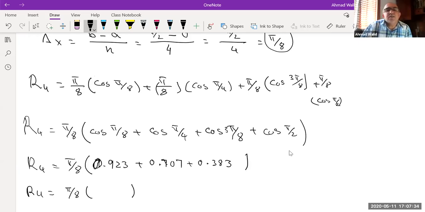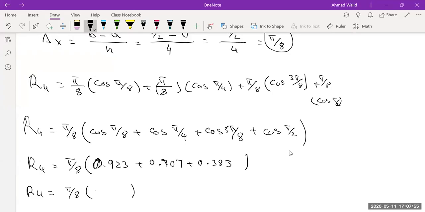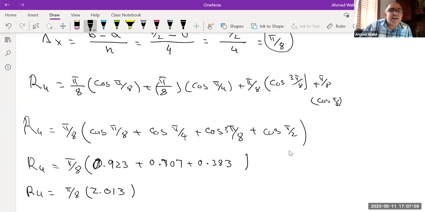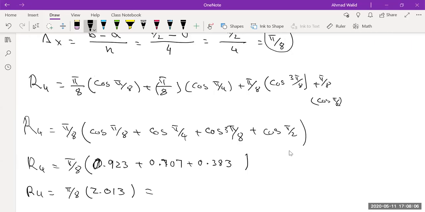Ideas, answer, approximation, exact. Albert Einstein is really upset right now. You are adding three decimal numbers. It shouldn't take 30 minutes, right? What is the answer for these three numbers, please? I got 2.013 times pi over 8. I got 0.7905.